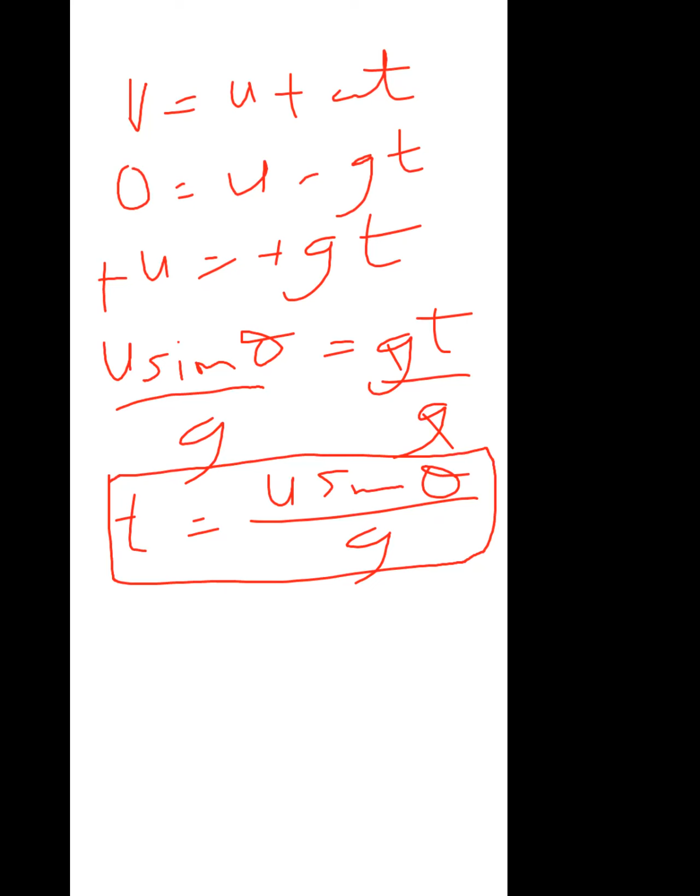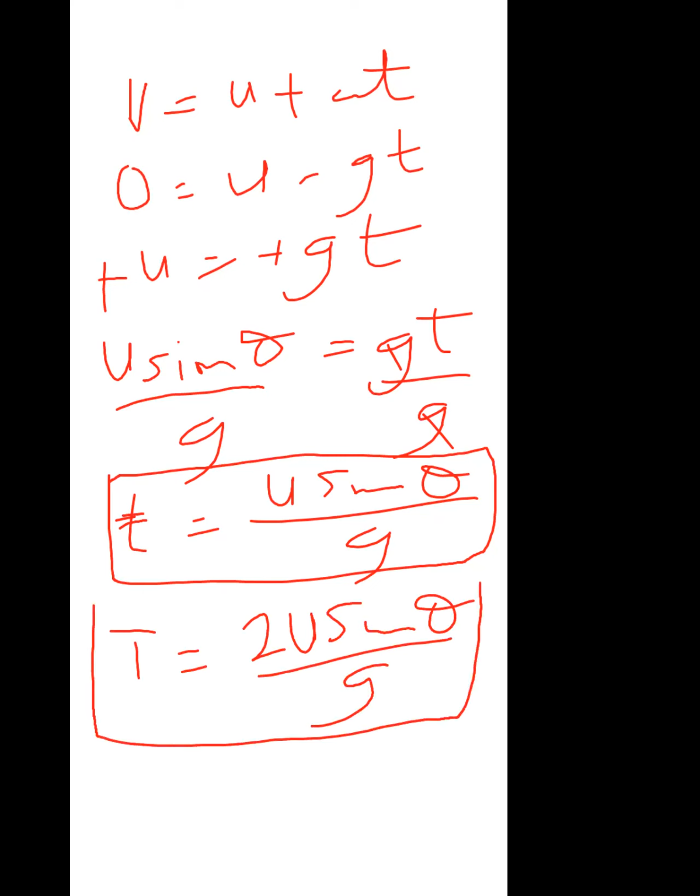And then we also have the time of flight. Just multiply this by 2. The total time of flight will now be 2 times all of this, which is 2u sine theta all over g. So this one is called the time of flight. All right, so keep this.